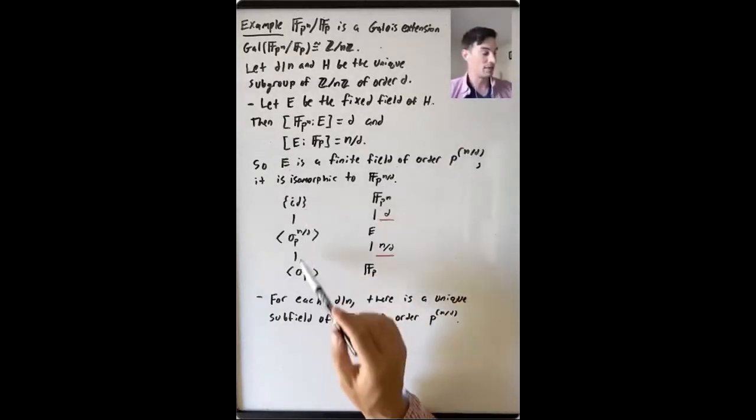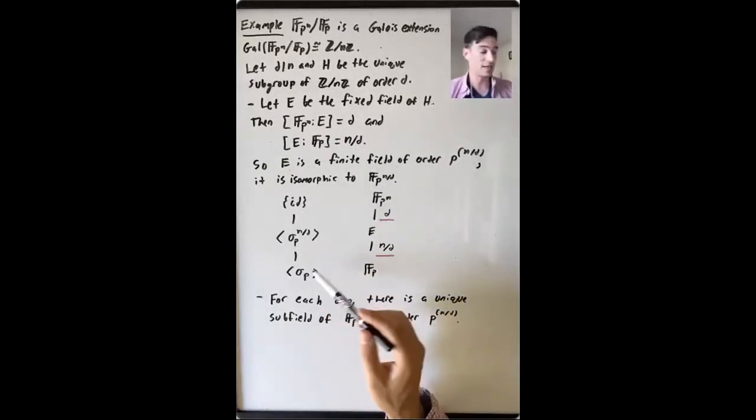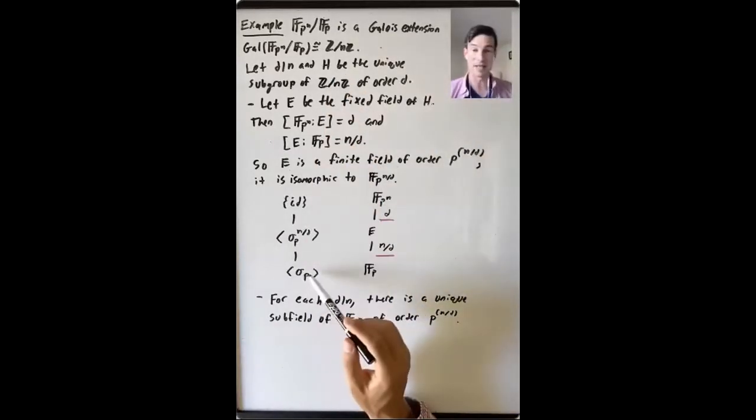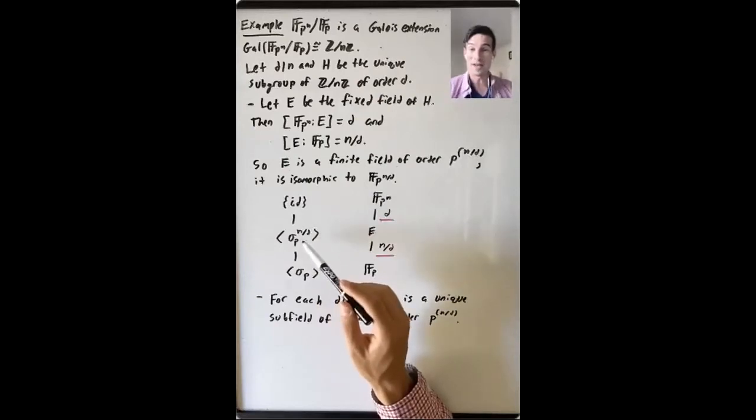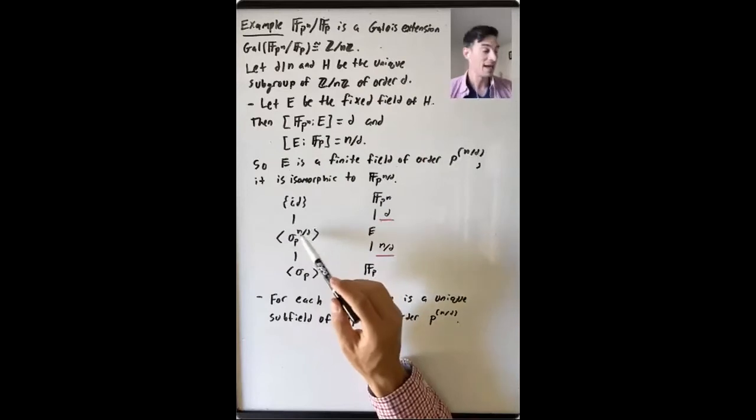So what are we seeing? For concreteness, we know this Galois group is generated by this element, sigma_p. So what is one way to think about this unique subgroup of order d? It's the one generated by sigma_p to the n over d.